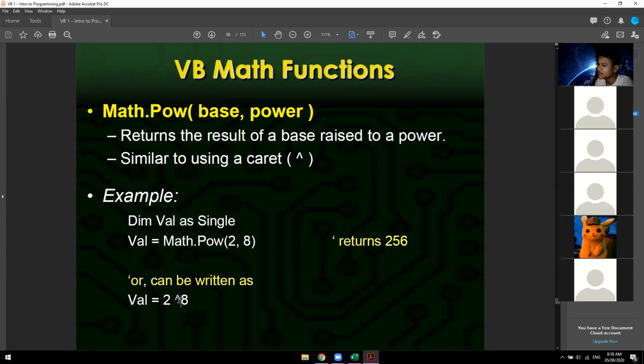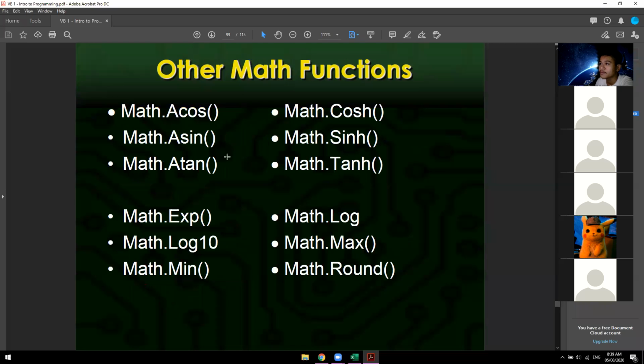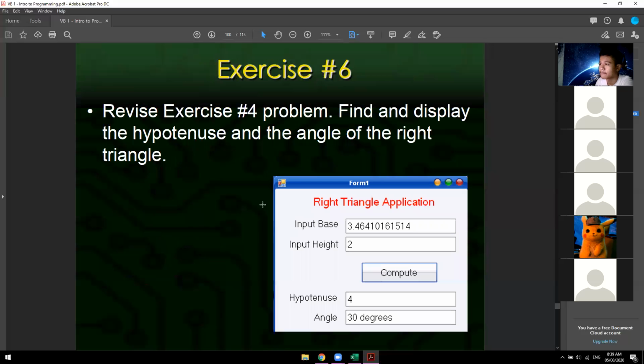Or, pwede rin gumamit ng ganito lang instead of yung pagkahaba-haba. Okay? So 2 caret 8 or 2 raised to 8. Okay? So same lang din yung output. Okay? So other math functions, so hindi lang yung sine, cosine, tangent, and so on and so forth. So meron din tayong a cos, a sine, a tangent, cos h, sine h, tan h, exponential, log 10, minimum, log, maximum, and then round. Okay. So yun pa yung mga ibang function na pwede nyong gamitin.